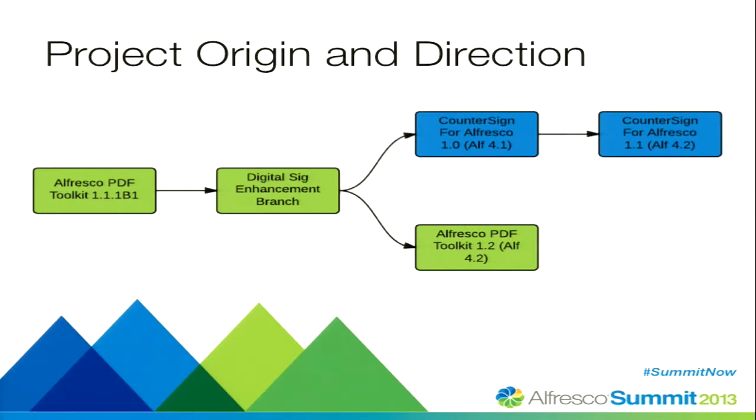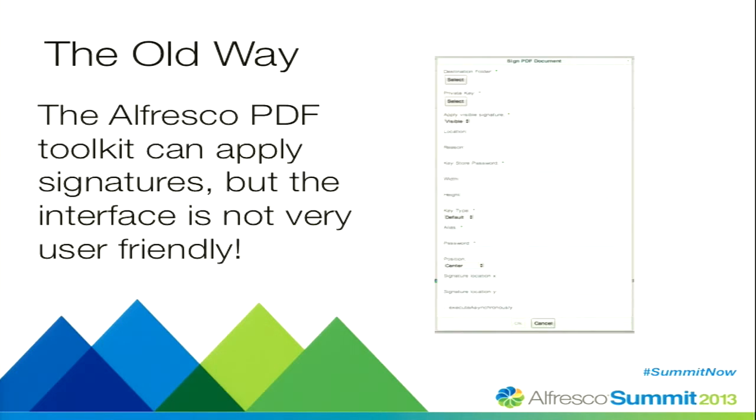The Alfresco PDF Toolkit version 1.2, which is going to be the first release that's Alfresco 4.2 compatible, should be out by the end of the year. And then CounterSign for Alfresco version 1.0, which targets Alfresco 4.1 Community or Enterprise, was just released a couple weeks ago. And then, of course, when we move on to 1.1 of CounterSign, that's when we're going to add Alfresco 4.2 support. So if you were to go in today and use the PDF Toolkit to try to sign a doc, you'd get a UI that looks a lot like this.